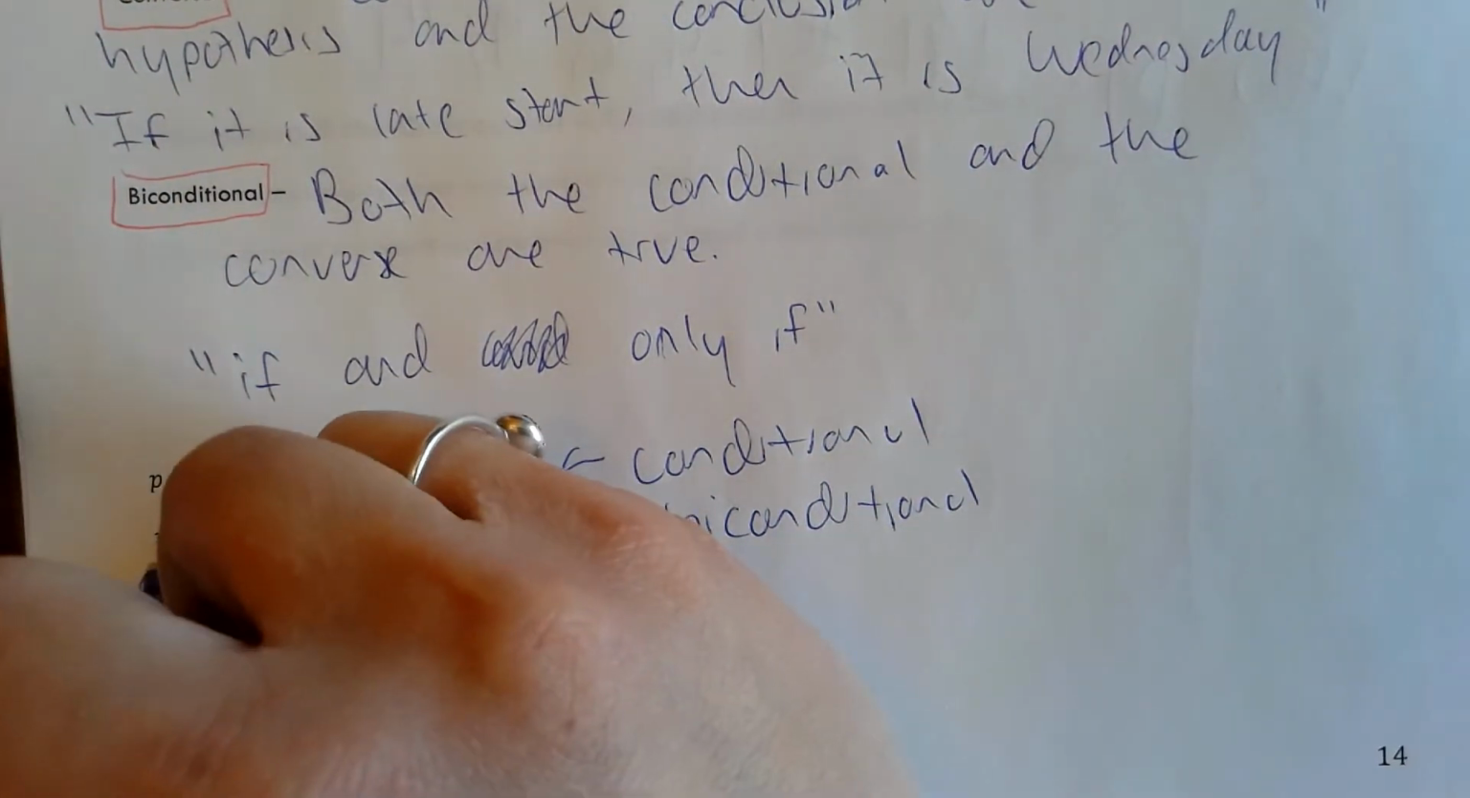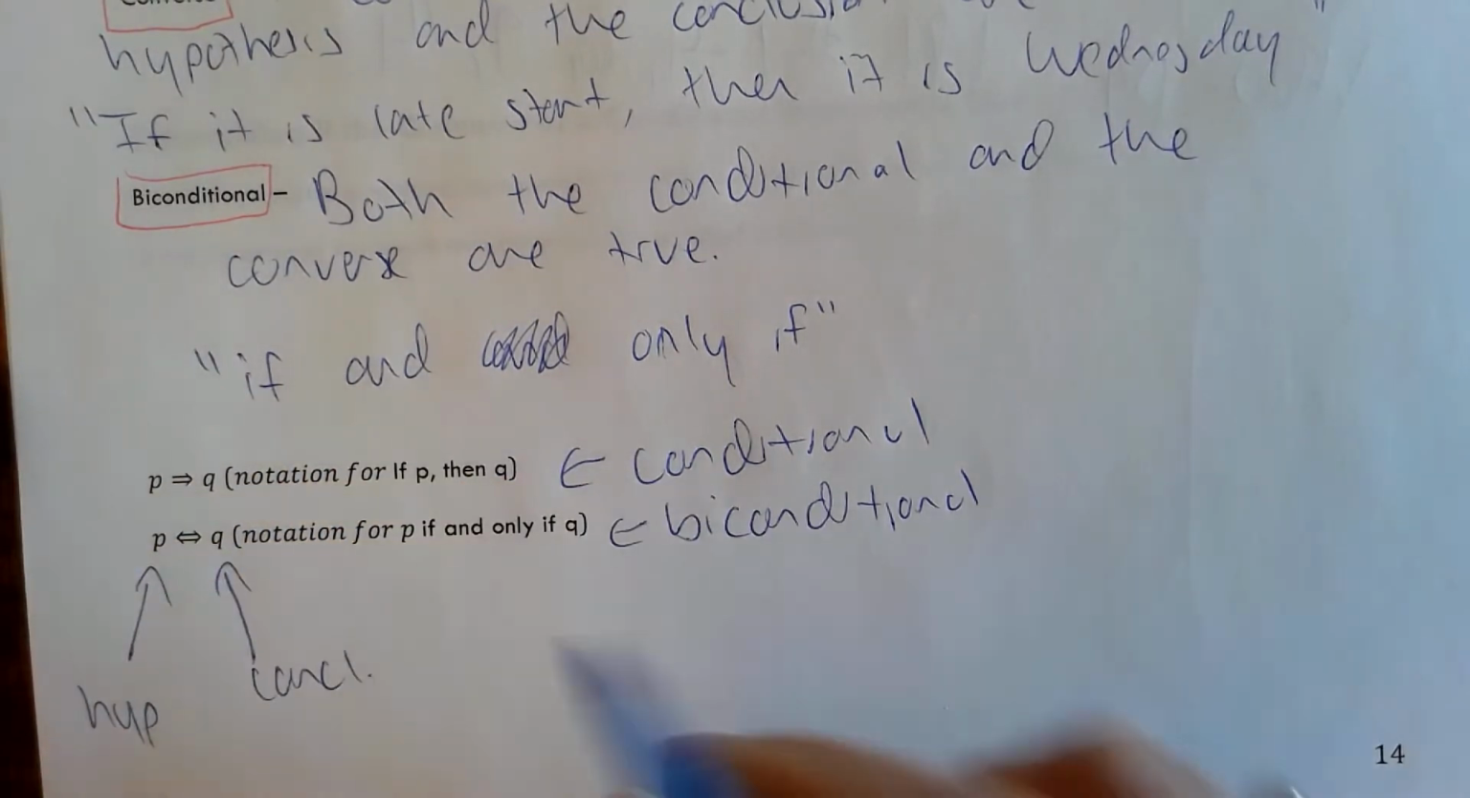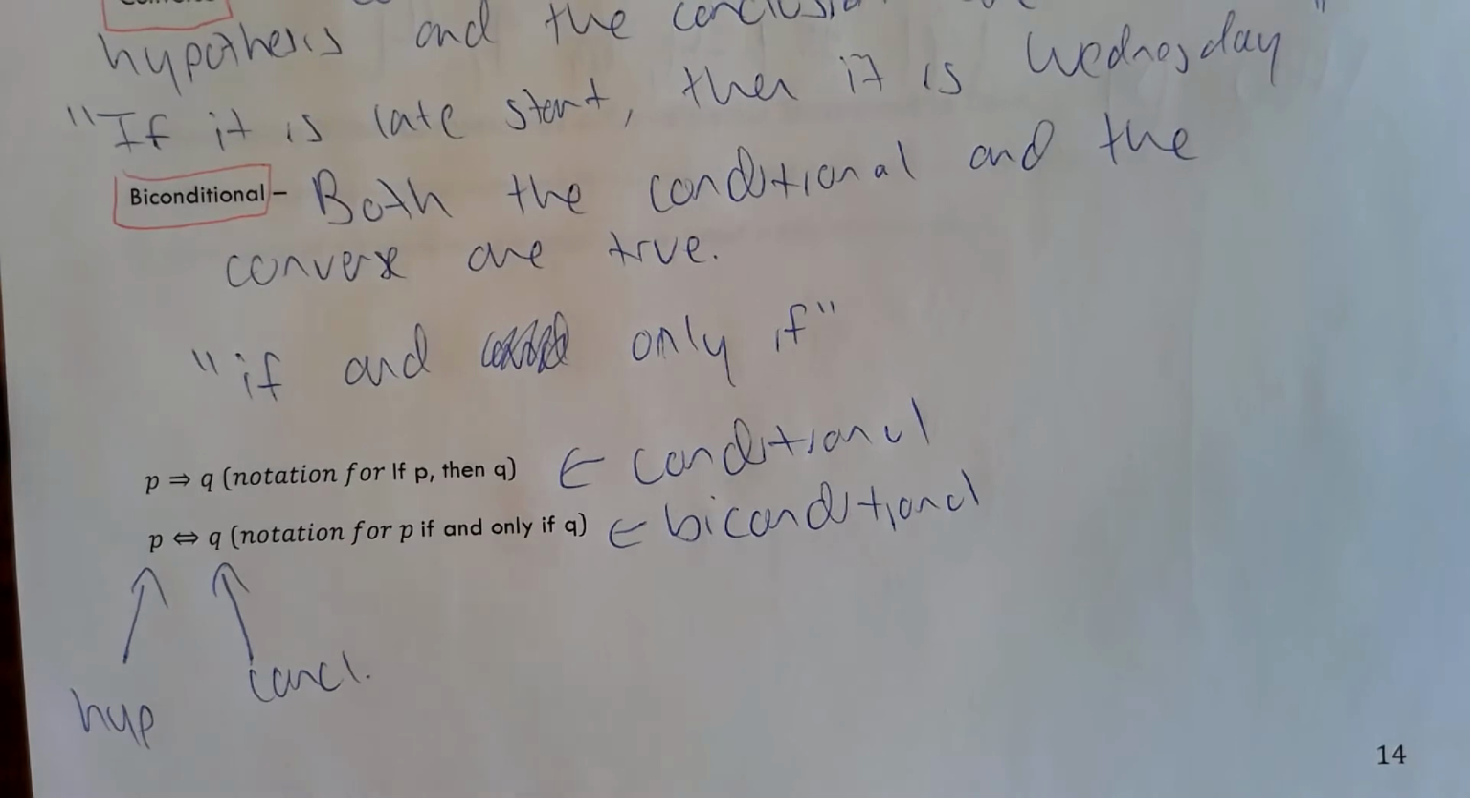Where P is the hypothesis part and Q is the conclusion part. So P goes to Q, that's conditional. P goes to Q and Q goes to P, that's biconditional. Alrighty, when you flip, switch.